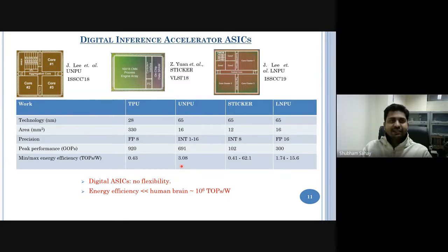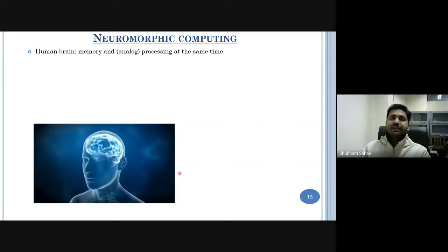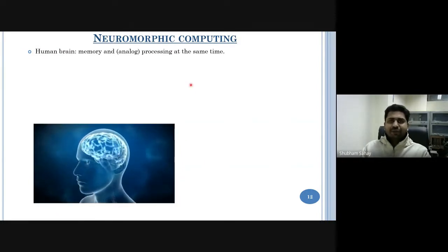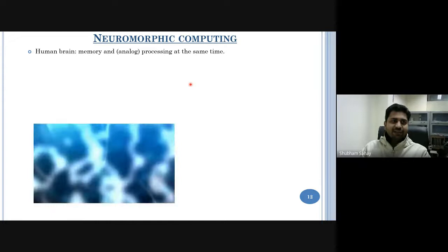So throughout the discussion, as I also emphasized, this vector by matrix multiplication is the common operation in all these neural networks. Now, since this vector by matrix multiplication is the common operation, if we can accelerate this, we can accelerate all the neuromorphic networks. So that is the goal, and with that goal, this field of neuromorphic computing was started. So what exactly does neuromorphic computing mean? That is what I'll be telling you in this slide.